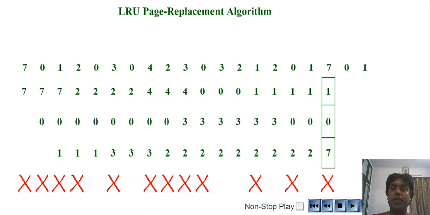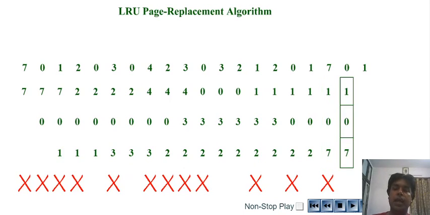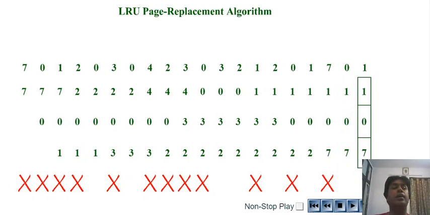Again, the next requirement is for 0, but 0 is already in one of the frames in my memory. So that is a clear indication of a page hit. So no page is going to swap in and swap out. So again, a page hit. And the next demand is for 1, where 1 is already there in one of the frames in my memory. So this is again a page hit. So this is how you are going to calculate page hits and page faults.